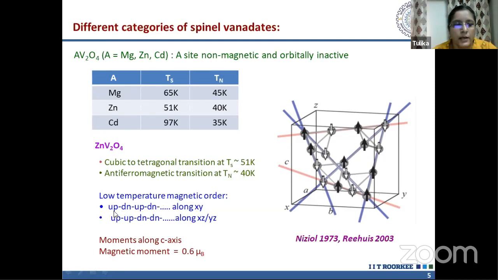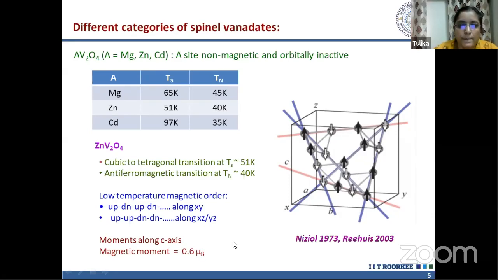Looks like this, where we have up down arrangement along the xy direction, and up down in these two directions, xz and yz. But the vanadium moments, these are the vanadium moments shown here. The vanadium moments point along the c axis, but interestingly, the moment is much lower than theoretically expected for the V3+ state, which should be 2 μB. This is much less than even 1 μB here.